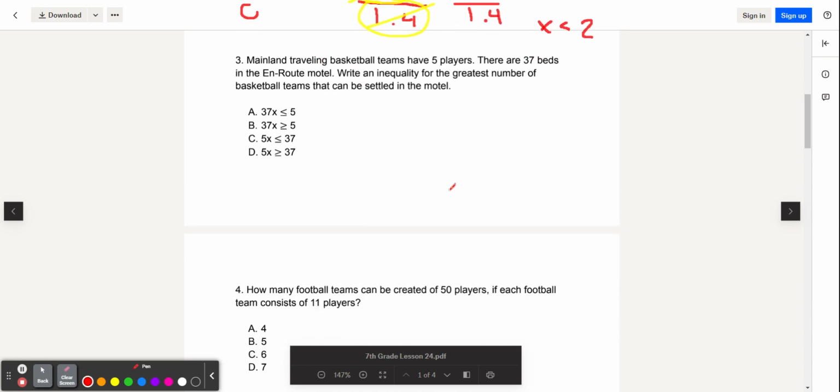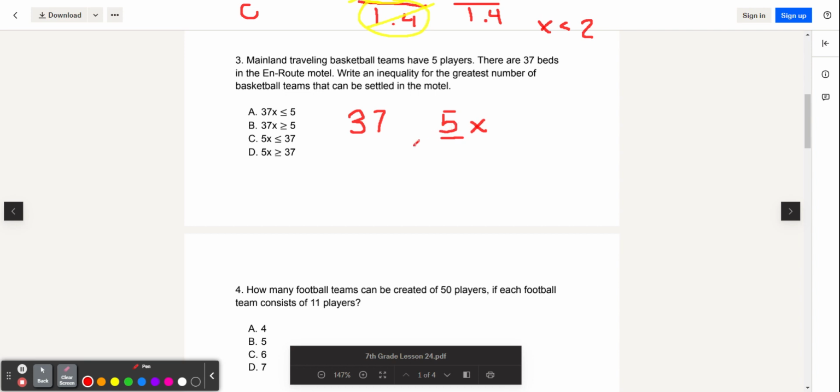Now, mainland traveling basketball teams have 5 players. There are 37 beds in a motel. Write the inequality for the greatest number of basketball teams that can be settled in the motel. So you want the maximum, but you have to make sure that there aren't players without a bed. So on one side we'll have 37, and on the other side we'll have x representing teams. Now we need a coefficient for our x, and it will be the other number in the problem, 5, because there are 5 players per every team, and each player needs a bed.